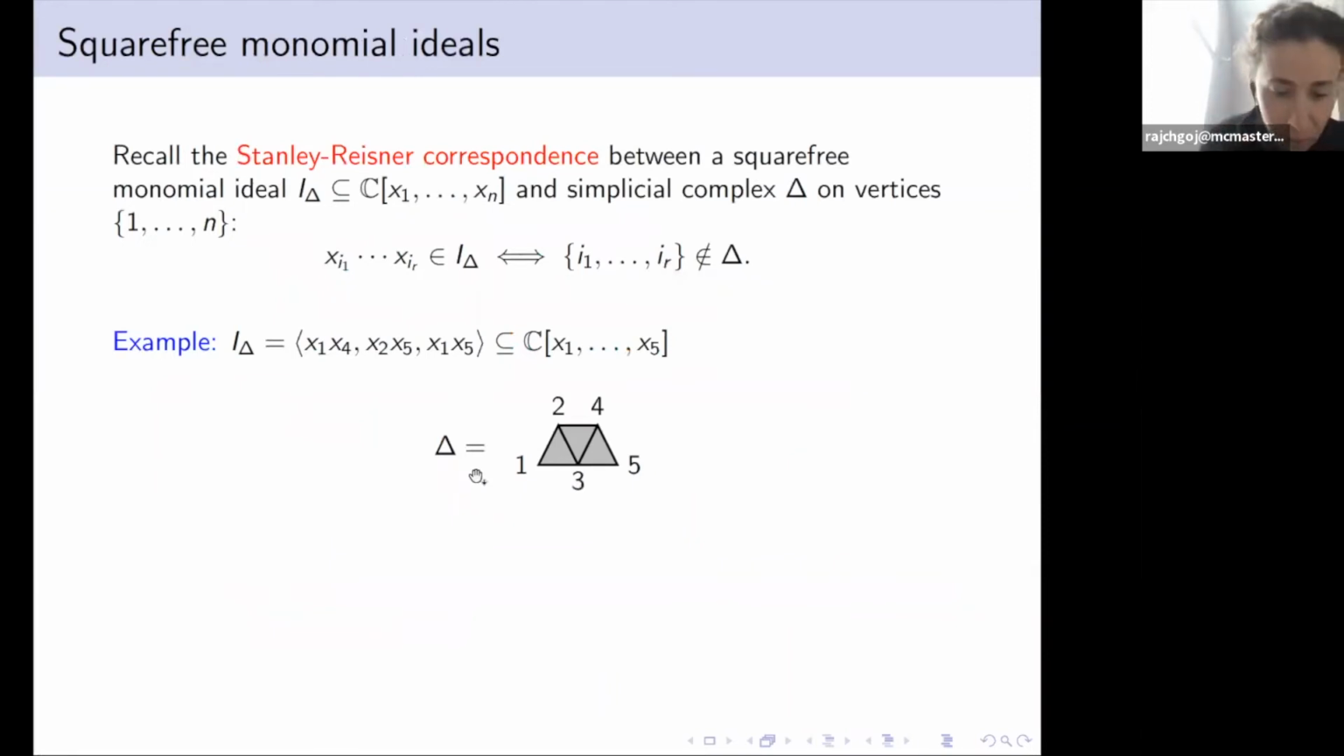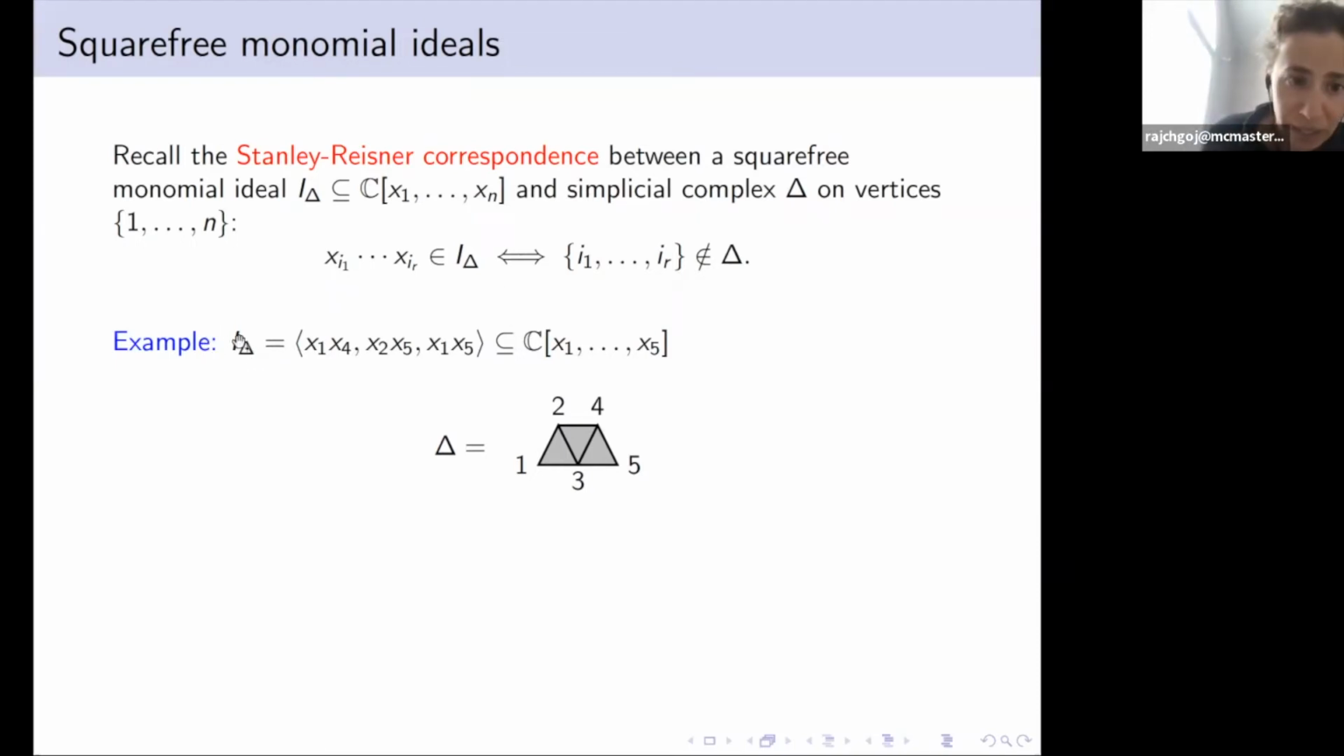So towards defining geometric vertex decomposition, I want to start off with vertex decomposition, and that's a notion that can be assigned to a simplicial complex. And so I want to start off with squarefree monomial ideals and the Stanley-Reisner correspondence, which identifies squarefree monomial ideals with simplicial complexes. So recall the Stanley-Reisner correspondence. Probably some of you at least are familiar with it. Between a squarefree monomial ideal and a simplicial complex on a vertex set, given by a squarefree monomial x_{i1} through x_{ir} is an element of the ideal if and only if the set of subscripts i1 through ir is not a face of the simplicial complex.